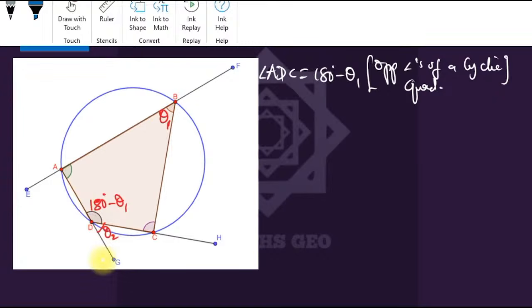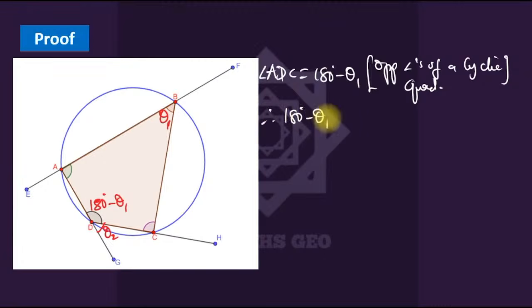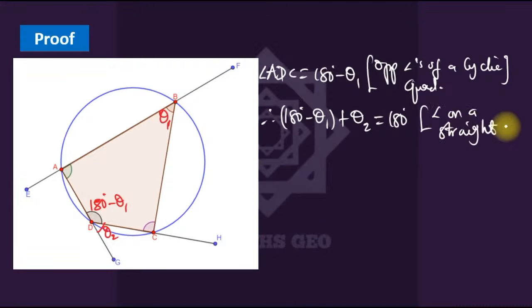And as you can see again, AG is a straight line. So you see that 180 minus theta 1 and theta 2 will sum to 180 degrees, based on angle on a straight line. So what do you have to say? 180 gone, 180 gone. So we see that theta 1 is equal to theta 2. So we've proved that.